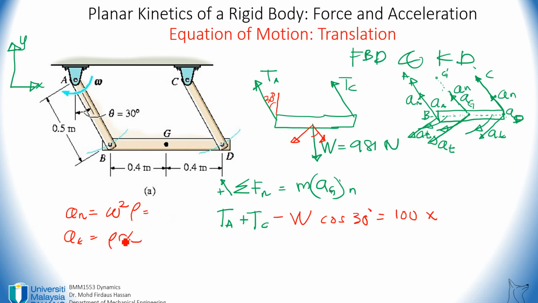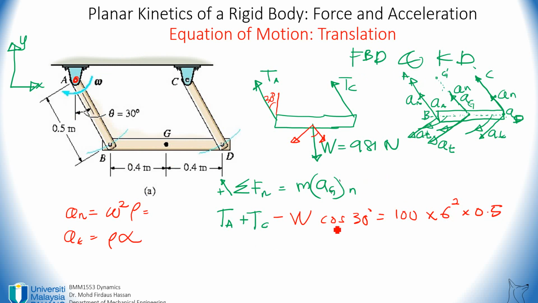Okay, so rho is the radius, alpha is angular acceleration. So here you got omega. What is omega? Omega is given as 6 radian per second squared, because it's omega squared times rho. Rho is the radius, because this is the axis of rotation. So the radius is 0.5.